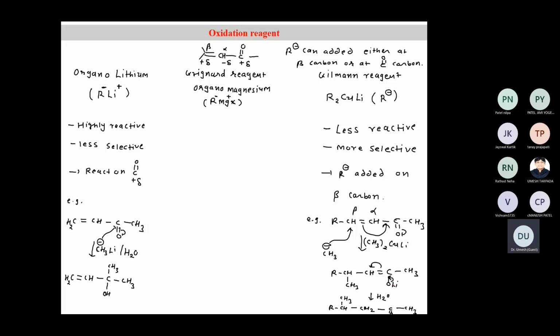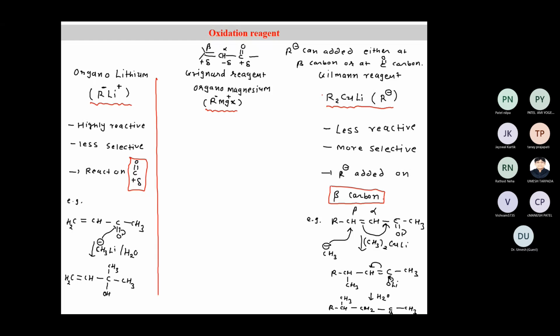Now see, the Grignard reagent is the intermediate reagent. Its application is between these two. One reagent is added at the carbonyl carbon, highly focused on the carbonyl carbon. Another is highly focused on the beta carbon. But here the reaction takes place at both carbons, depending on the bulk, depending on the nature of the substrate. Now this is added on both.